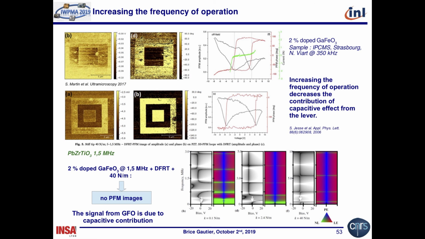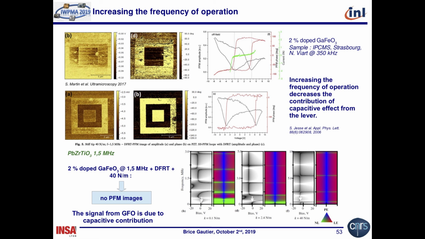To be aware of that, you can increase the frequency of operation. I won't go into details, but it was done by the group of Kalinin at Oak Ridge. If you increase the frequency of operation, just choose a very stiff AFM tip, for example, 40 newton per meter. If you do that, the resonance frequency, if you're working in DFRT mode, will be higher than the megahertz. And if you do that, the electrostatic contribution is disappearing.